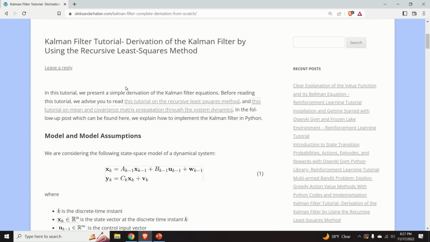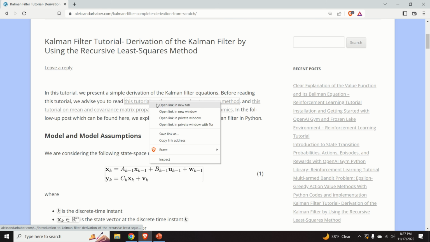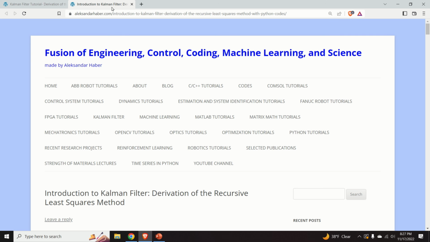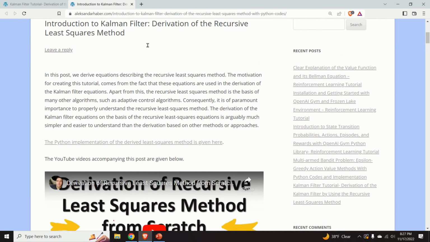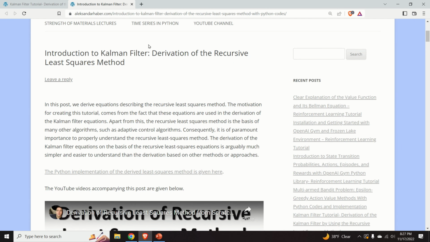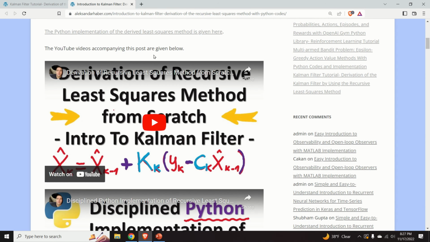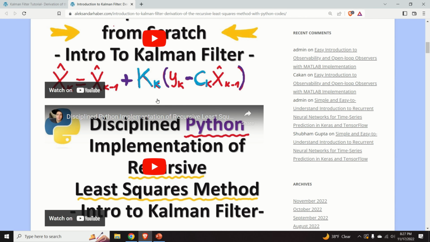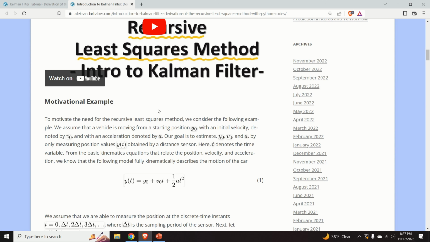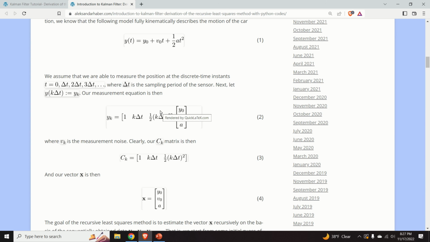Okay, so let's start. Our plan for today is to derive the Kalman filter equations. Before watching this YouTube tutorial, I strongly advise you to click over here and to briefly go over the derivation of the recursive least squares method. Or you can watch these two YouTube videos that I created and that explain how to derive the recursive least squares method.